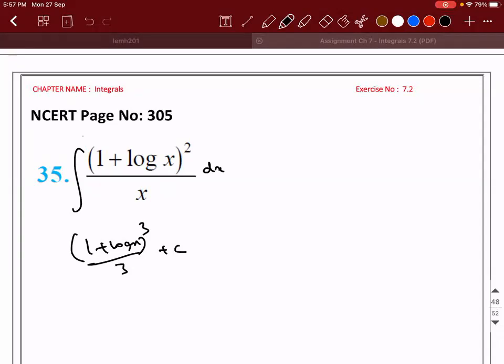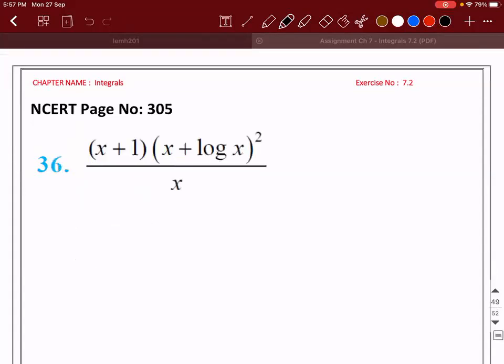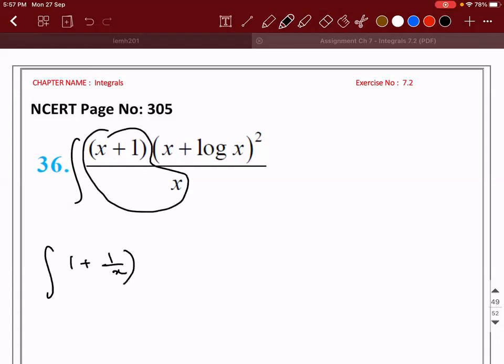Next, we'll do one last problem. How to do this? So if you take this x plus 1 and combine it with x, then you will get 1 plus 1 by x into x plus log x the whole square dx. So what are we supposed to do? Take 1 plus log x as t and then proceed. That will give you the answer.